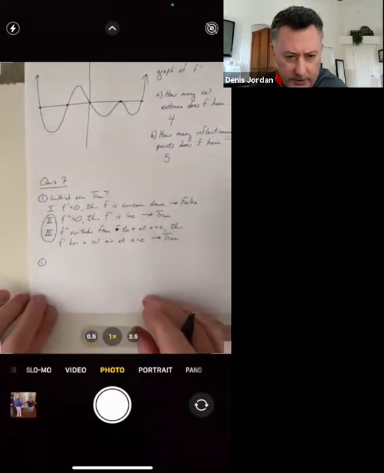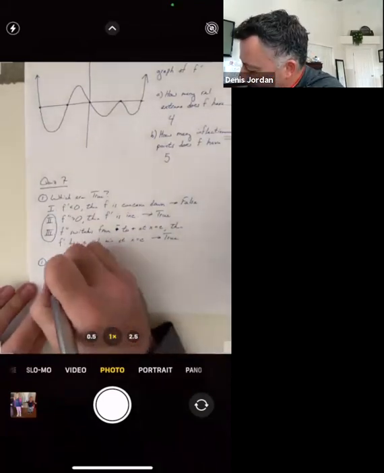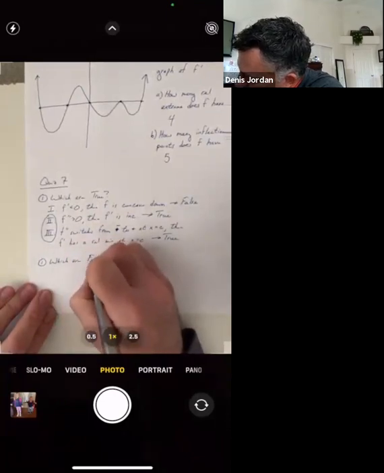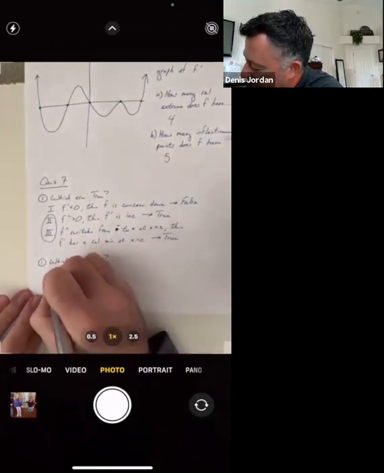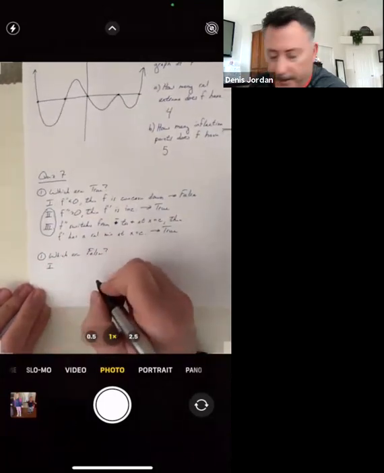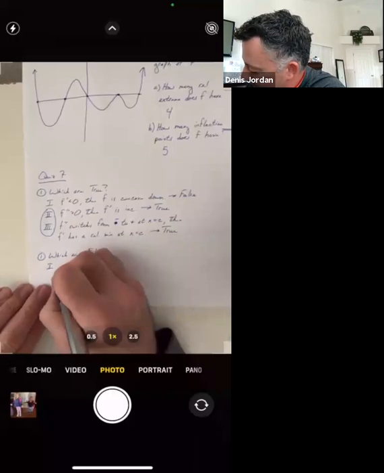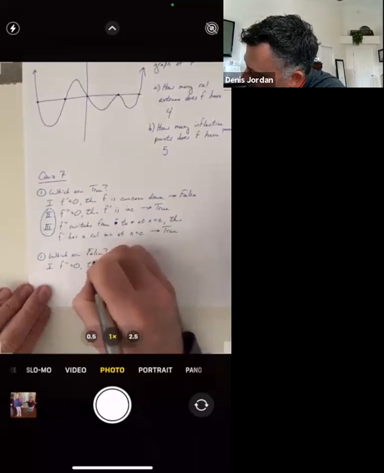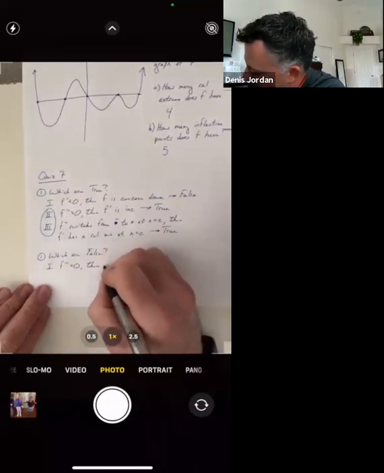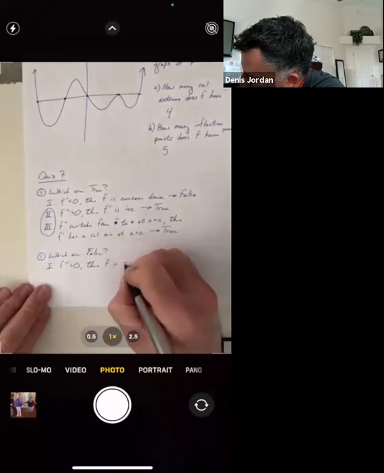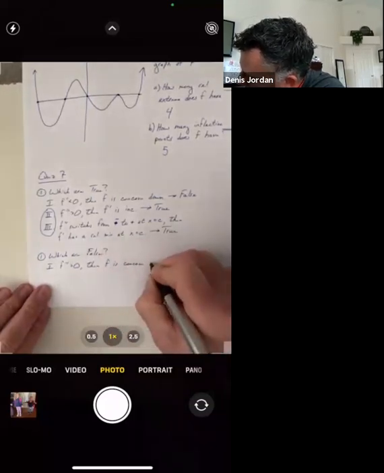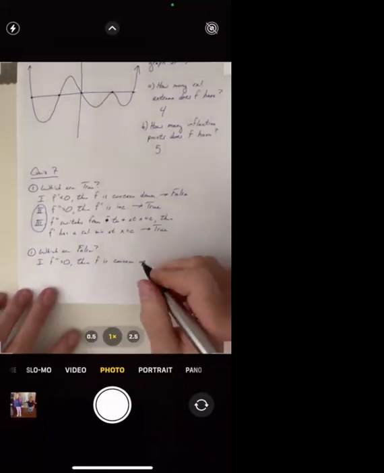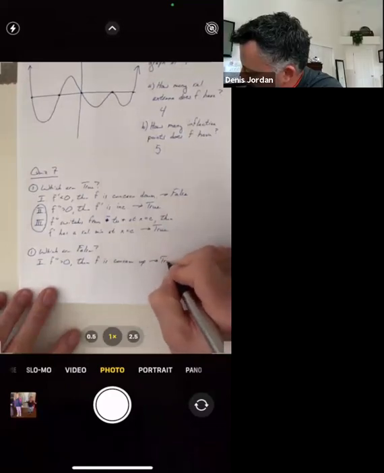Okay, and then the other version was, which of the following are false? So that was similar to the first one. If the second derivative is positive, then f is concave up. True. That is true.